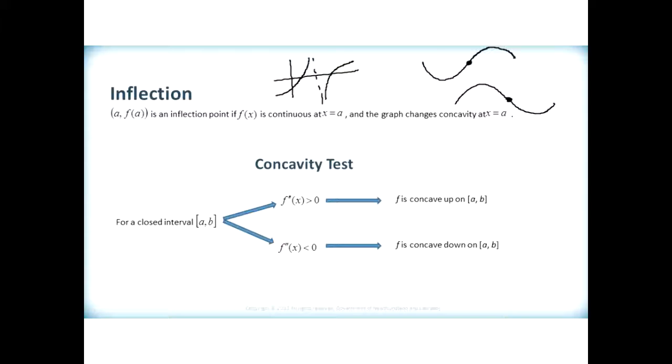Once we determine where all these possible changes in concavity can be by looking at our second derivative, we do what's called a concavity test. The concavity test goes right back to stuff we did when we were comparing graphs of derivatives and other functions together. On any closed interval a to b, if your second derivative is positive, you're concave up, and if your second derivative is negative, you're concave down. That's the basic premise behind the concavity test.